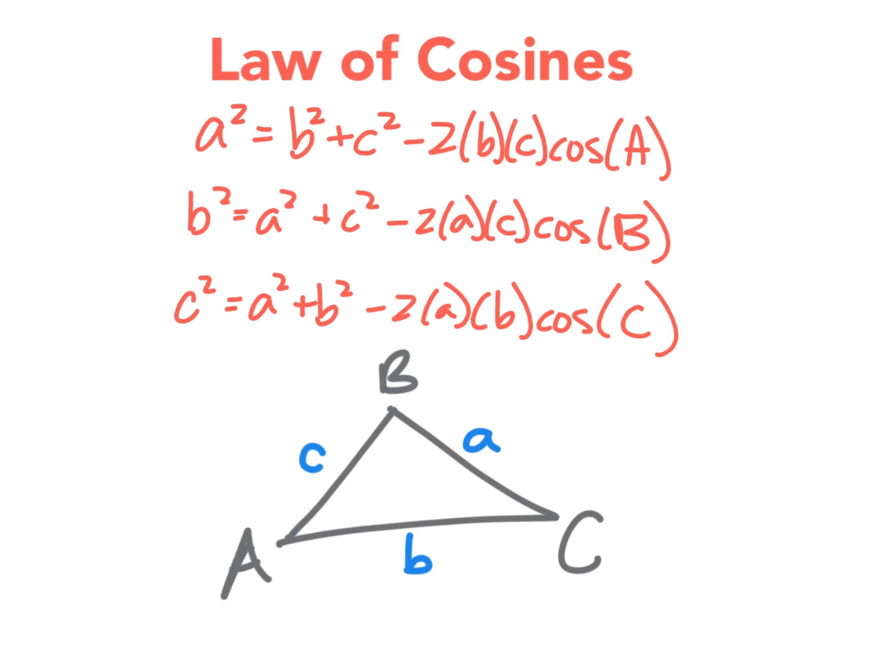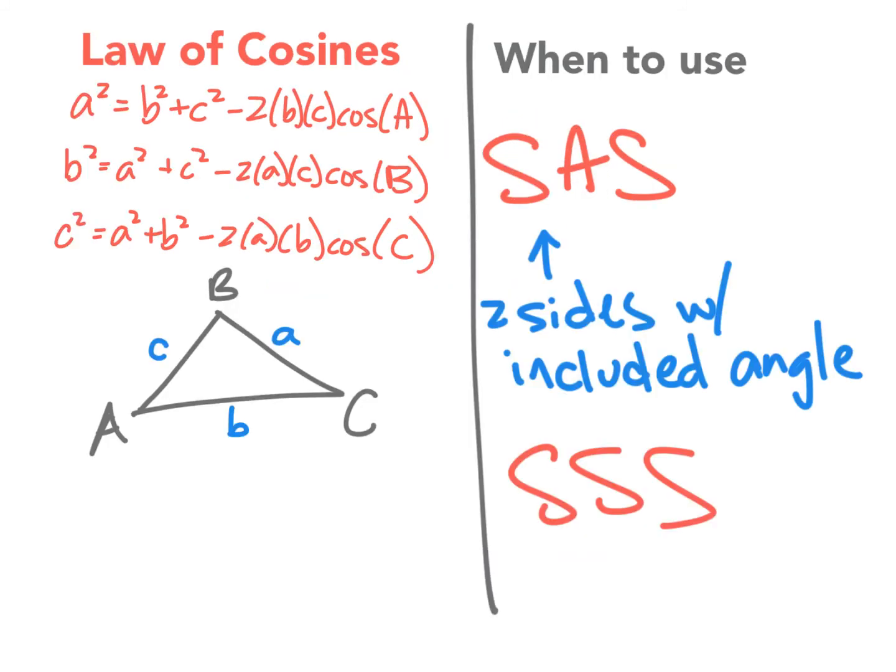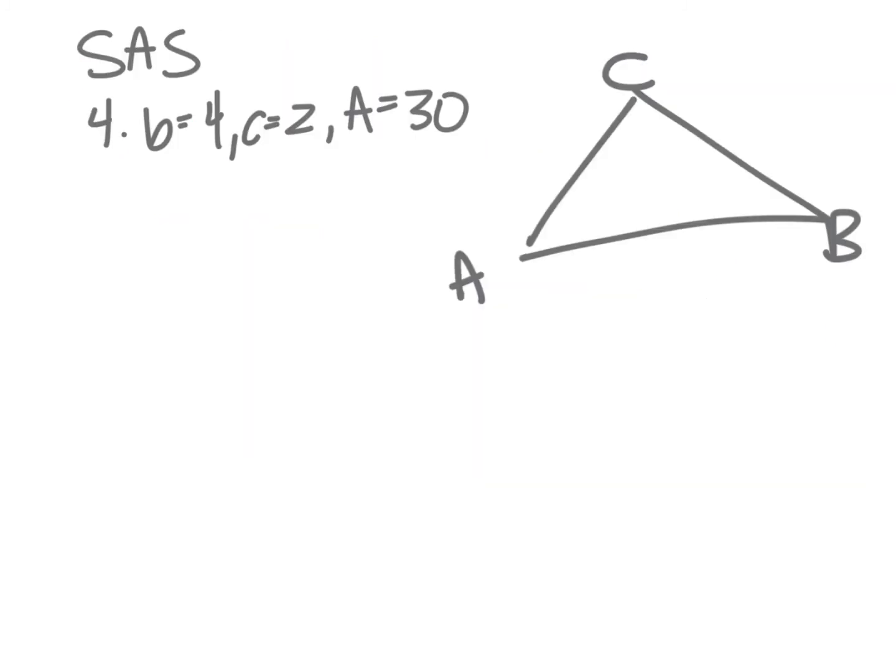And that helps us know when we can use law of cosines. We use law of cosines anytime we have side angle side, which is just two sides with an included angle, or side side side. So let's see those two cases. All right, so let's look at a side angle side case. Also, sorry I'm switching up my triangle so much. So I'm given that side B is equal to 4, side C is equal to 2, and angle A is equal to 30. So you can see my two sides with an included angle.